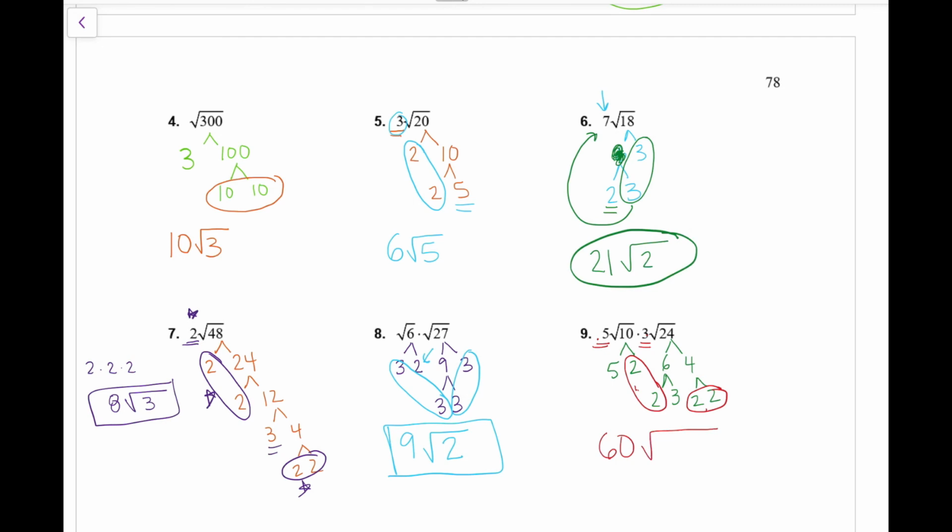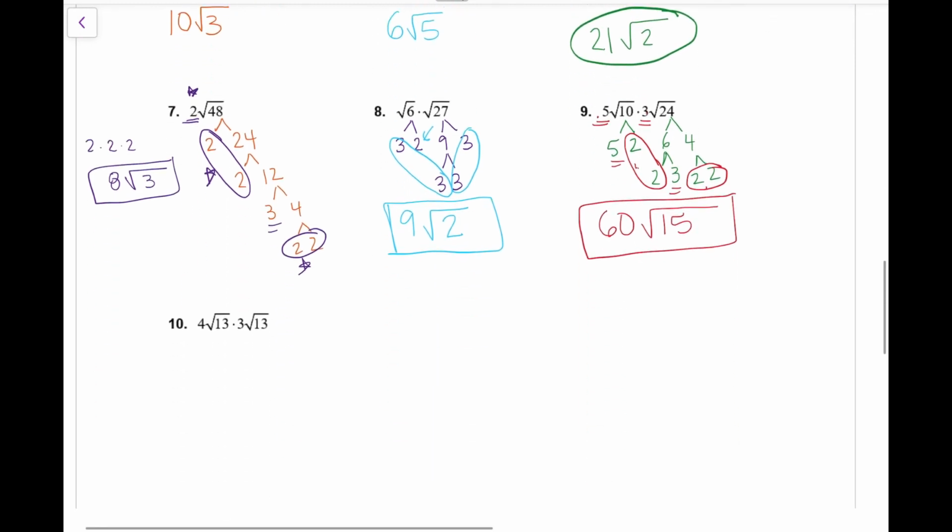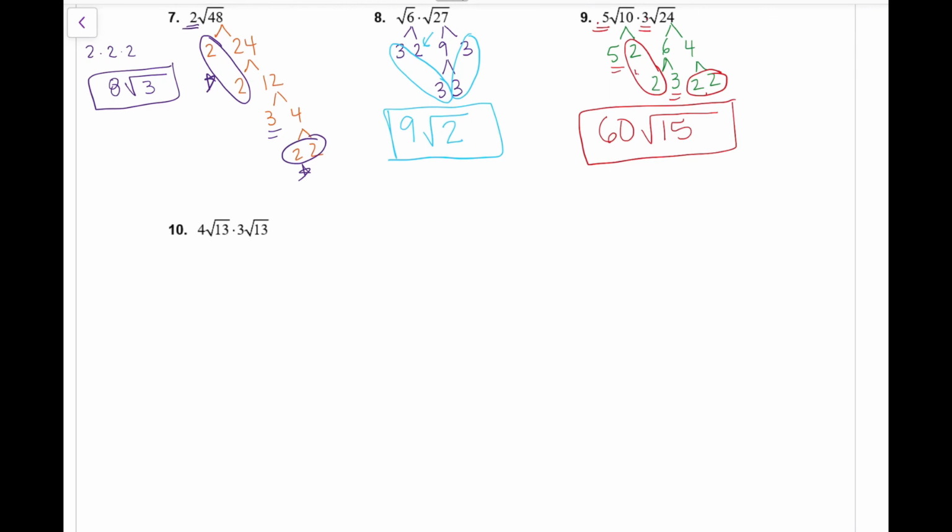Now we want to write our leftovers. Our single people, we have 5 times 3 is 15. So the answer on this one would be 60 square root of 15.